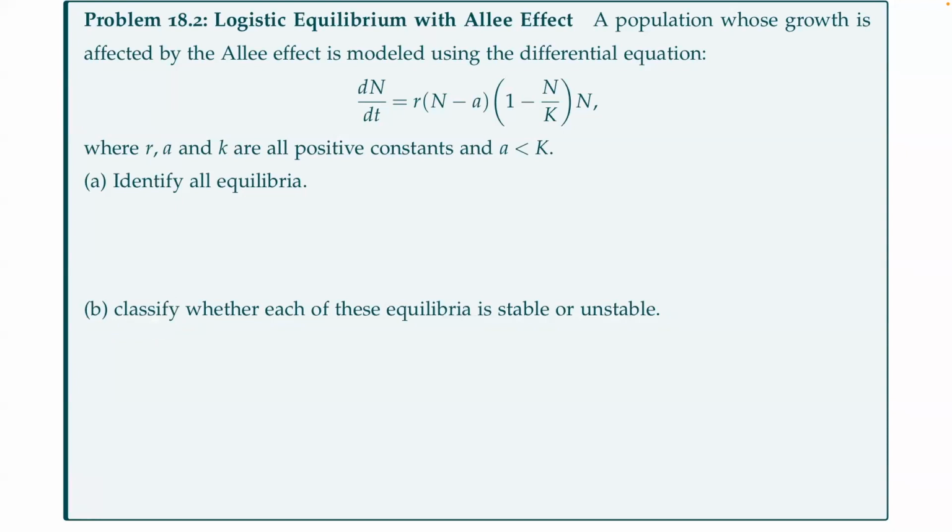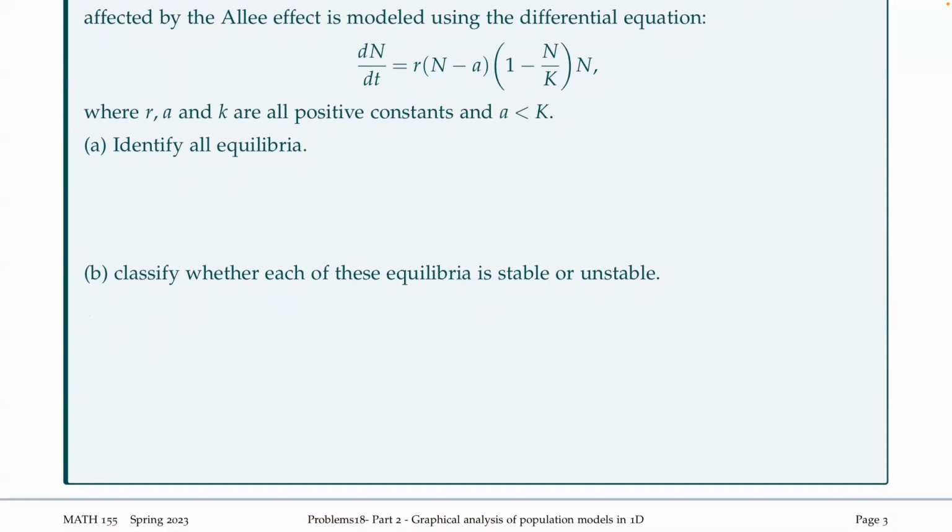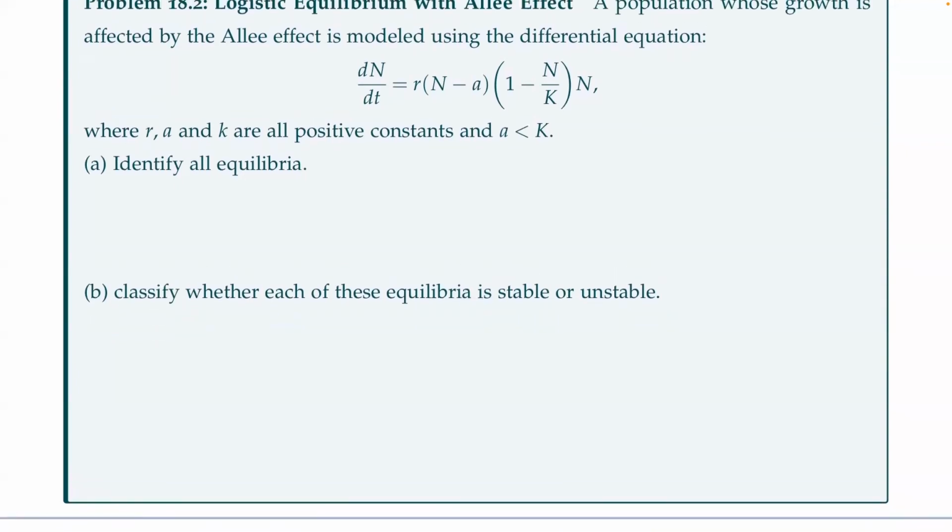Okay, so we want to identify our equilibria and then classify them. So we're going to do exactly what we did above. We're going to, first of all, set this right-hand side here to just be some growth function, a g of n. To identify all equilibria, we need to set our g of n equal to 0.